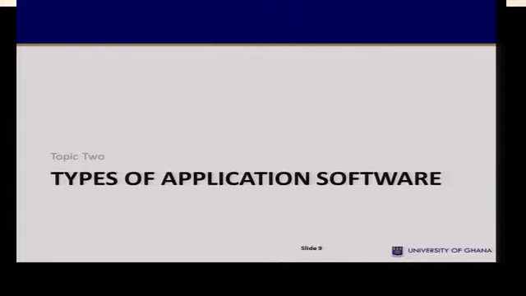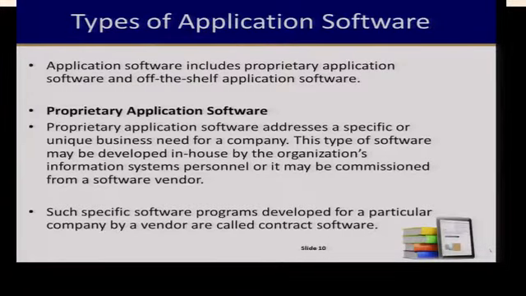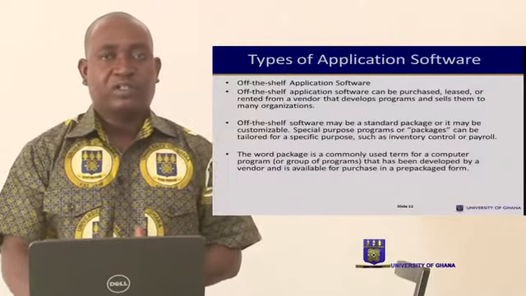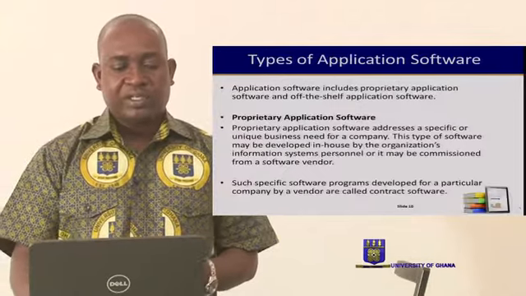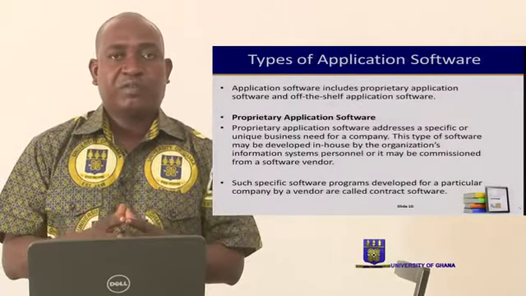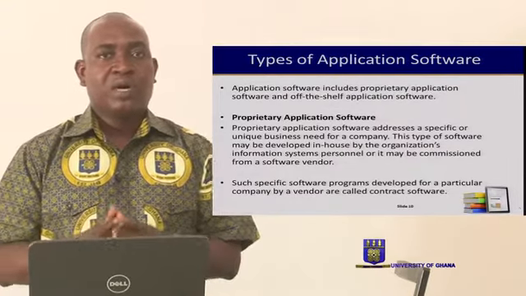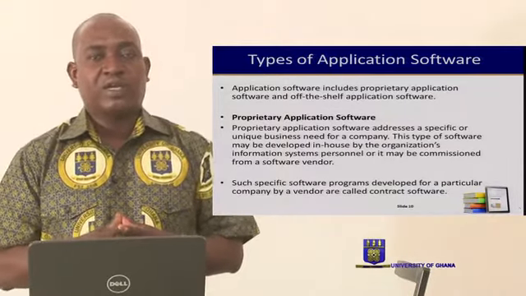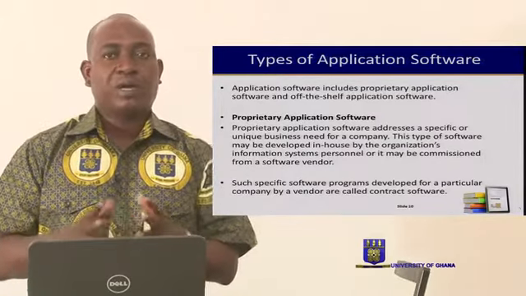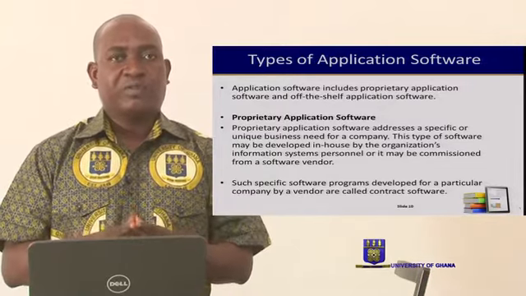Types of application software. Application software can be looked at from different perspectives in terms of the types. We have the proprietary application software, and then we have the off-the-shelf application software. The proprietary application software is developed in-house for a specific task and function, whilst the off-the-shelf application software is not prepared and developed in-house, but is bought from outside, still for the specific task.